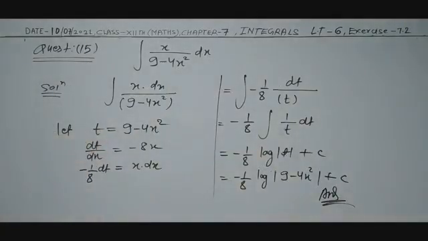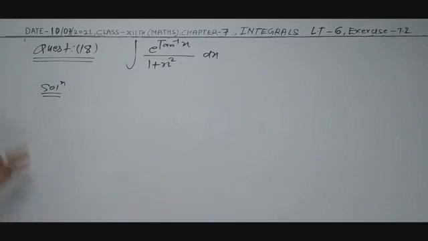Now see, in a similar way you can do questions number 16 and 17. This is the same process, and in question number 16 you can consider 2x plus 3 is equal to t. This is the same. So now come to question number 18.